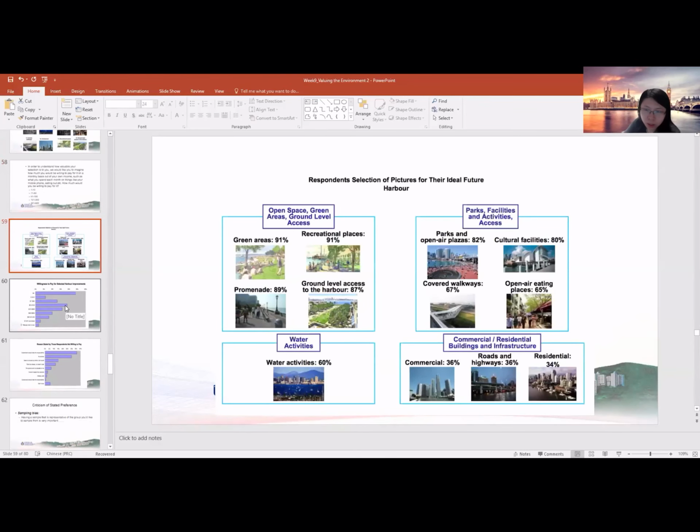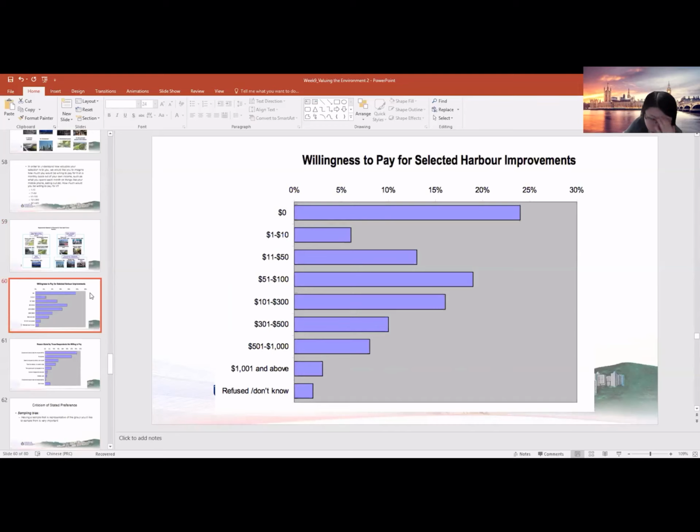So basically, your first thing is that these are in general. Does that conform with your own ideas about an ideal harbor? In general, people want their ideal harbor to be more natural, with more open space and green areas, and a little bit of facilities like parks, cultural facilities, eating places. What they want least are roads and highways and residential complexes, which might conform with your idea as well. But here's the thing about willingness to pay, ways to ask willingness to pay questions.